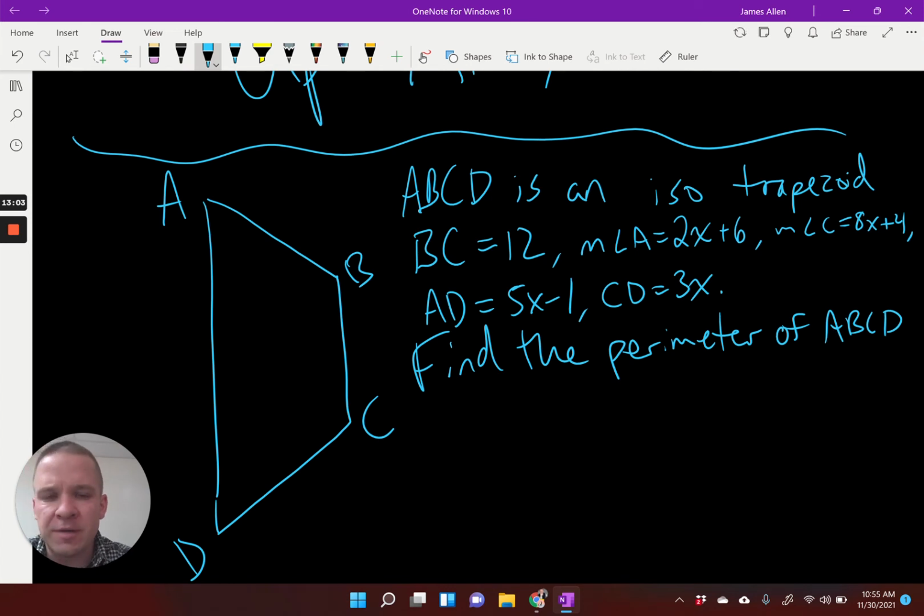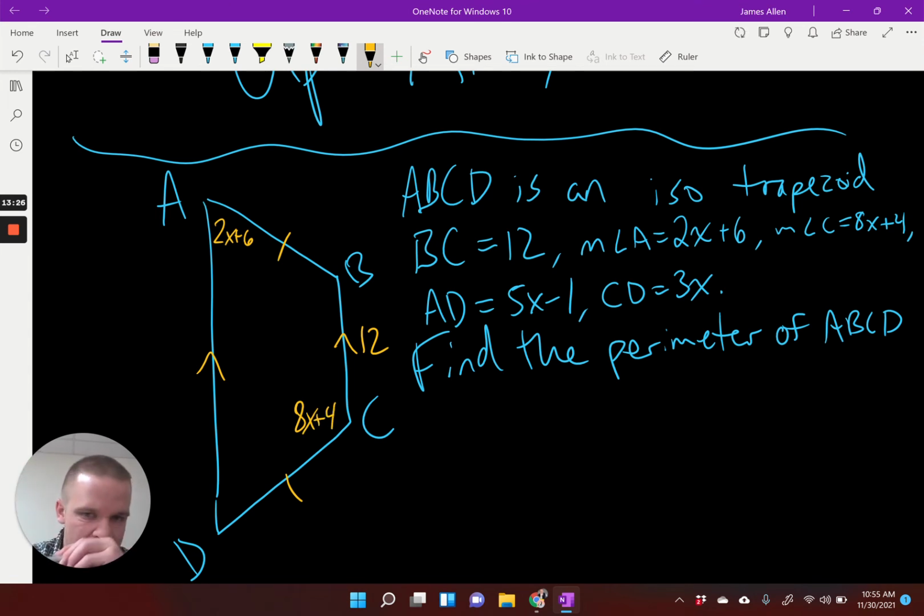All right, we got ourselves another hefty problem here, if you will. ABCD is an isosceles trapezoid. Congruent. Parallel. I'm marking it. All right. BC is 12. Measure of angle A is 2x plus 6. Measure of angle C is 8x plus 4. And then I have AD is 5x minus 1, my goodness. And CD is 3x.